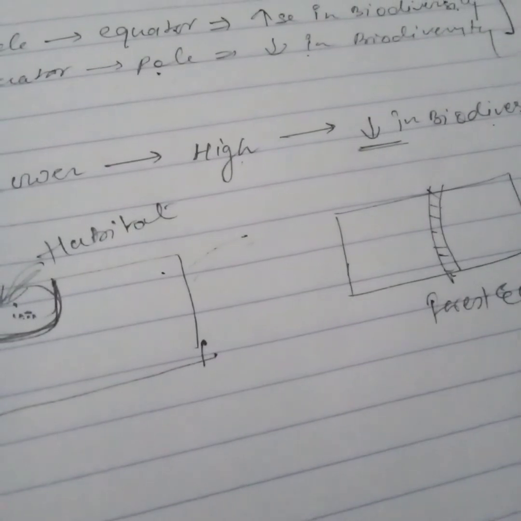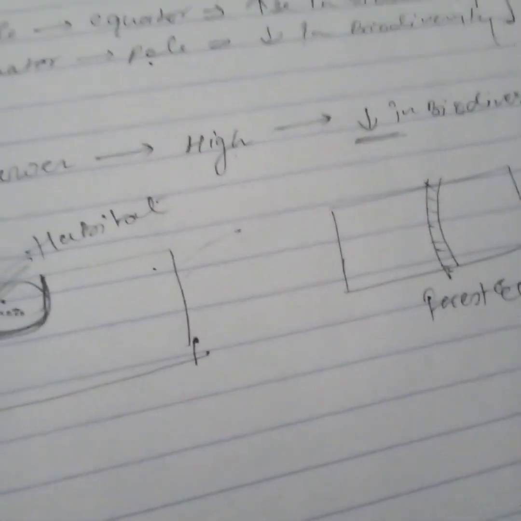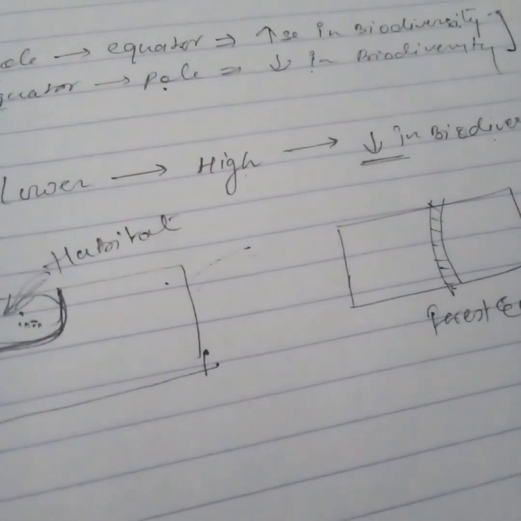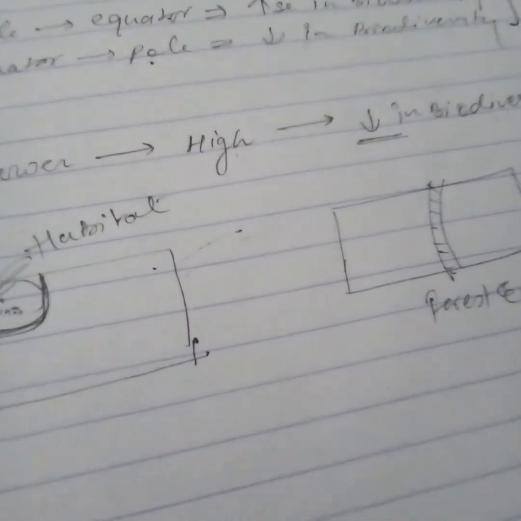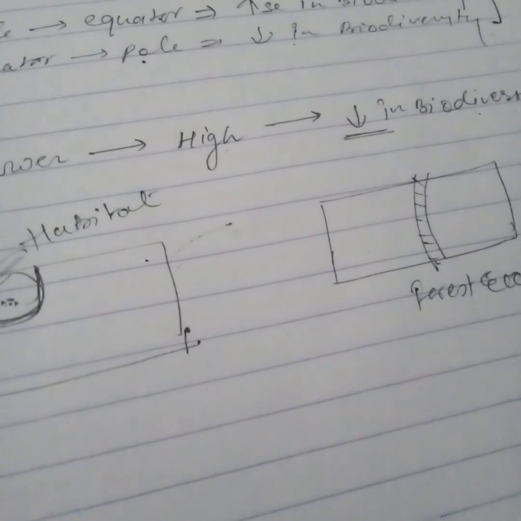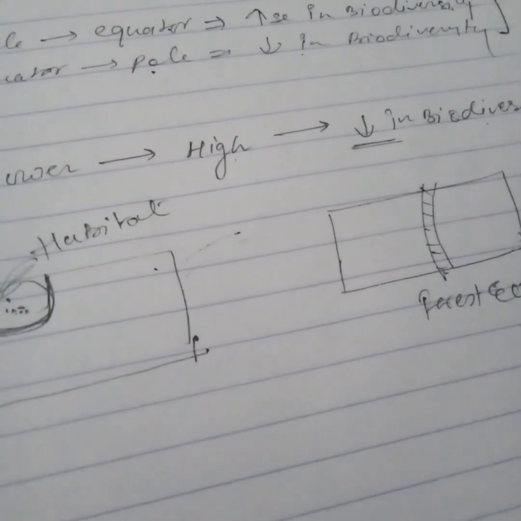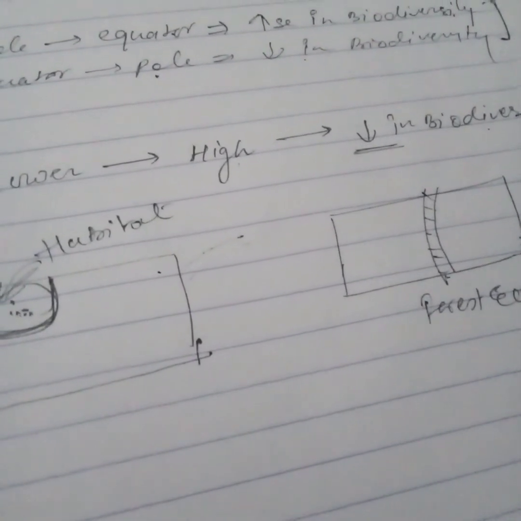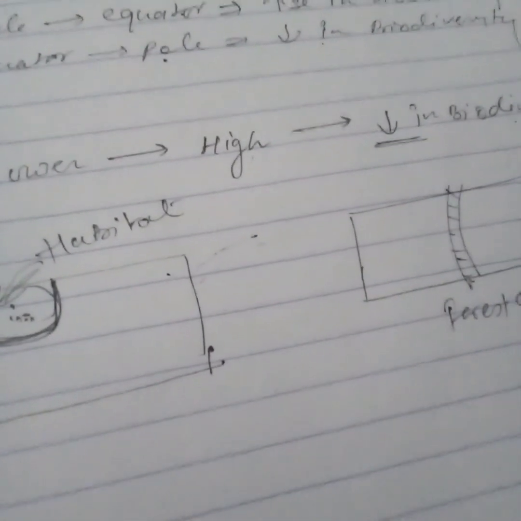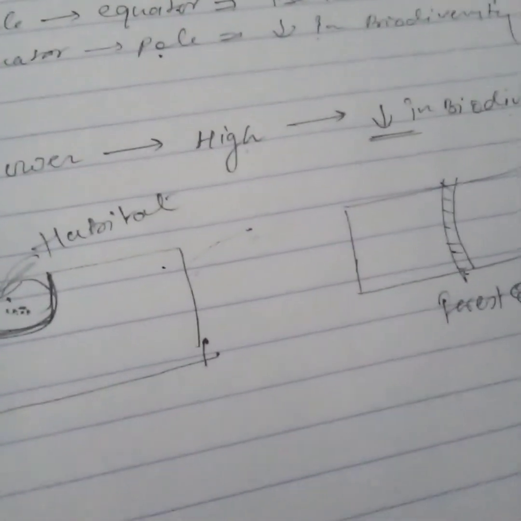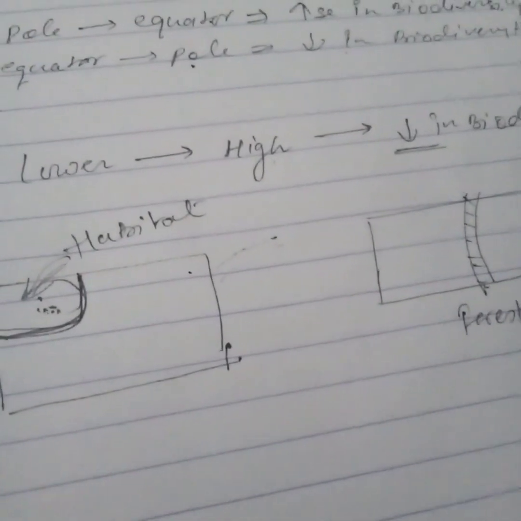Now some other economic importance of biodiversity is ecotourism. Ecotourism is the most important economic factor which enhances the economy of a country. Clear? So this is the aesthetic and cultural benefit of the biodiversity. Clear?